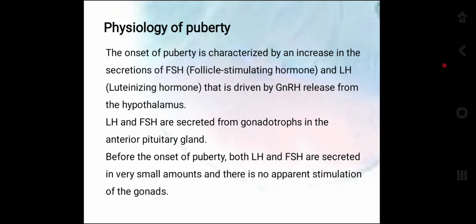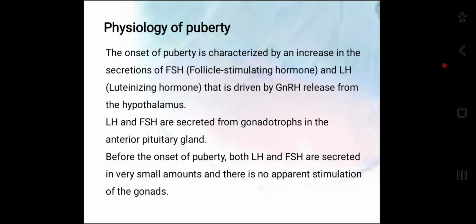Physiology of puberty. The onset of puberty is characterized by an increase in secretion of follicle-stimulating hormone and luteinizing hormone, driven by gonadotrophin-releasing hormone from the hypothalamus. The hypothalamus secretes gonadotrophin-releasing hormone, which stimulates the anterior pituitary gland to secrete FSH and LH. These hormones, FSH and LH, act on the ovary to secrete estrogen and progesterone. Estrogen and progesterone are responsible for the physical, emotional, and reproductive changes that occur during puberty.